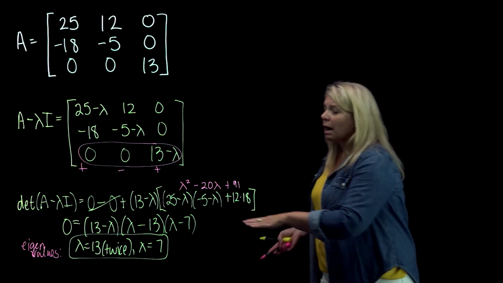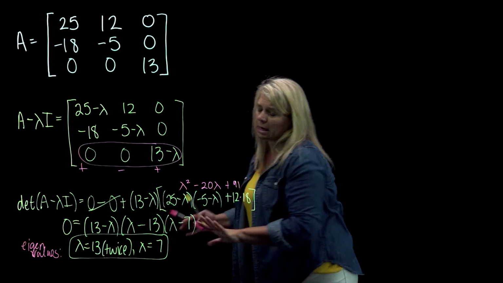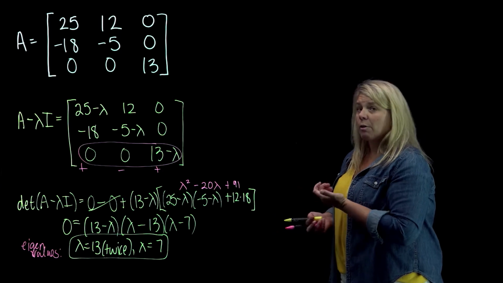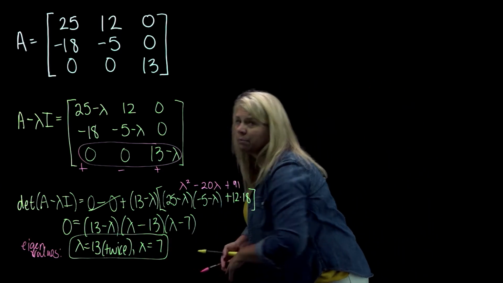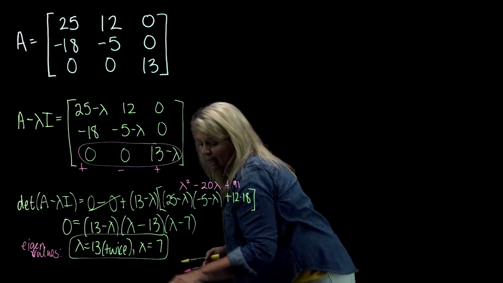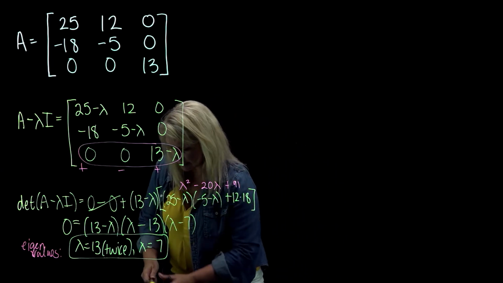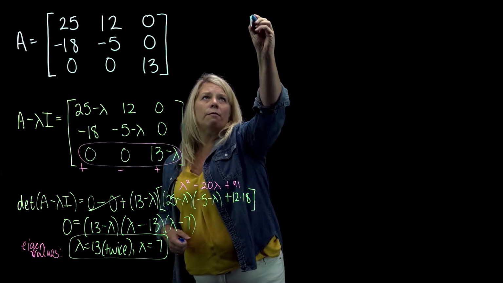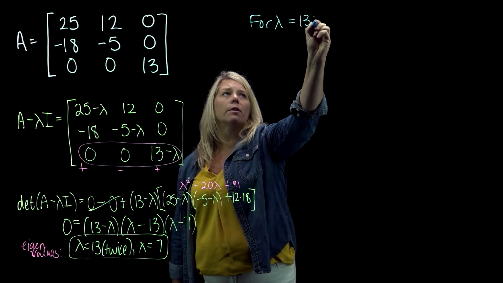All right, so I really have two different ones to think about here. The fact that this one has some multiplicity might mean that it behaves a little bit differently than the other one. And if you were in a linear algebra class, it might mean that you have a little bit more to think about with this one. But for our purposes here, we really just have two different sub-problems to do. So I'm going to do those in different colors so we can focus on each one separately. All right, so for lambda equals 13, I'll start with that one first.